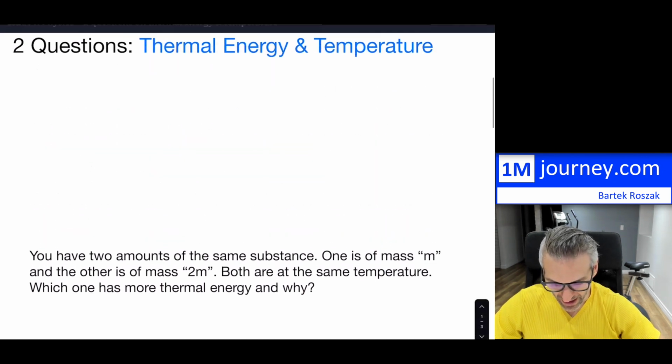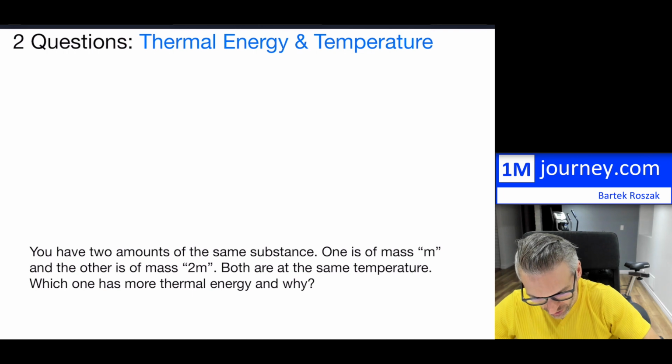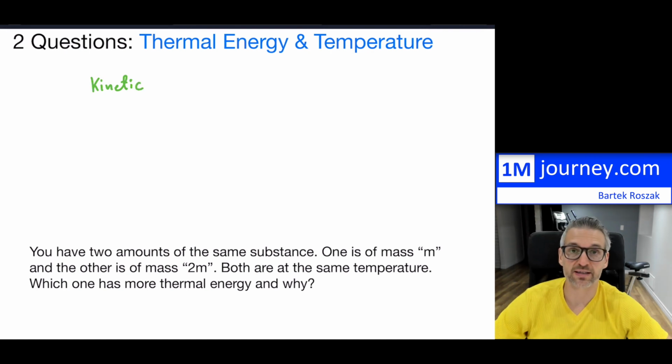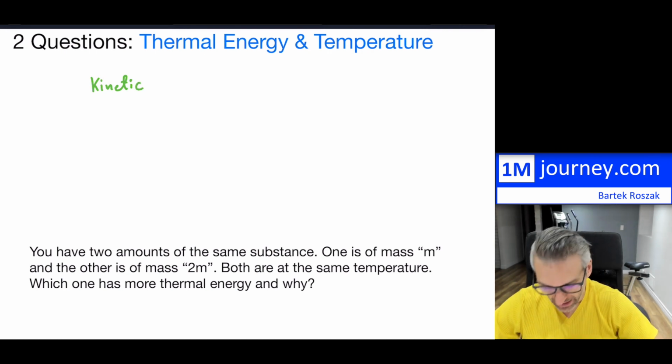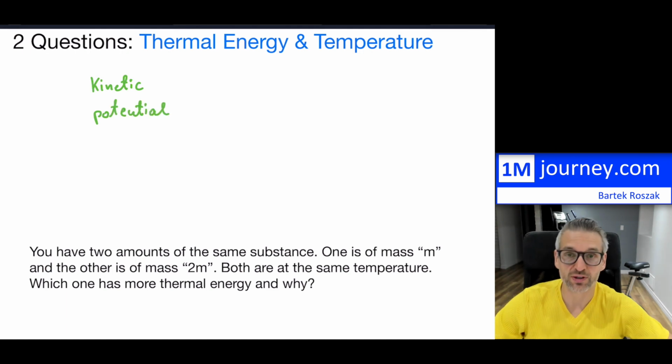So if you think back to thermal energy, thermal energy in general contains two items. It has kinetic energy of the particles that a substance is made up of, and it also has potential energy. These two items constitute the total thermal energy that any substance or any object will have. This is internal energy within it.